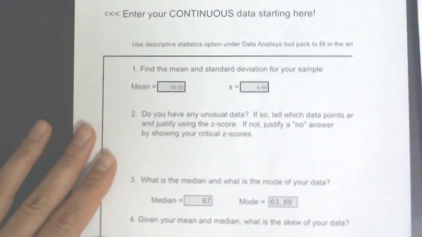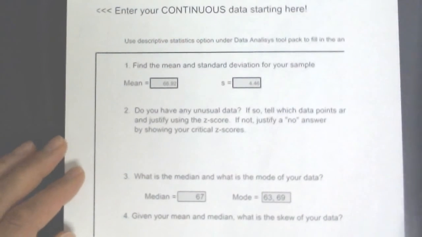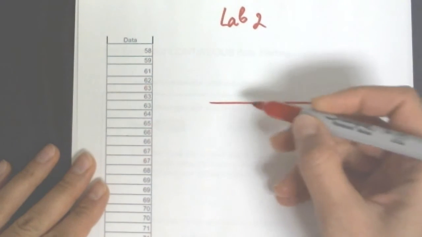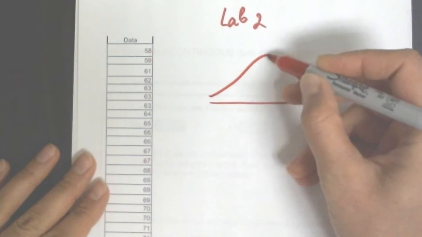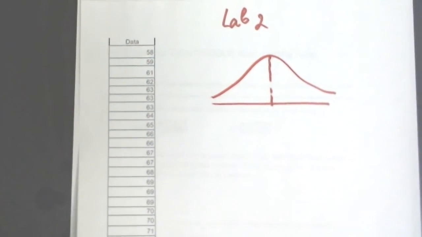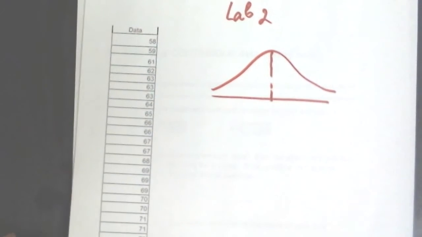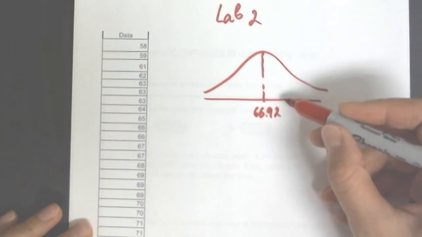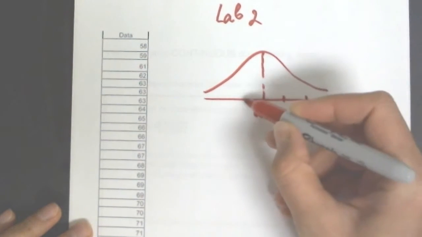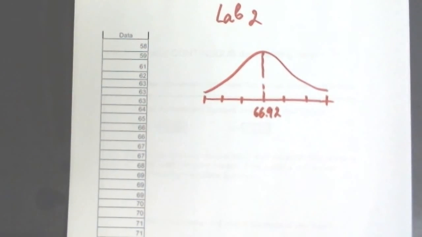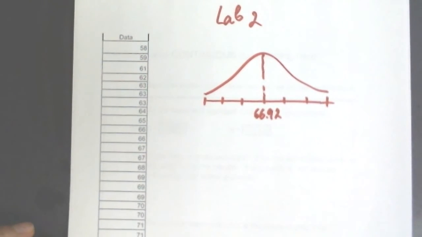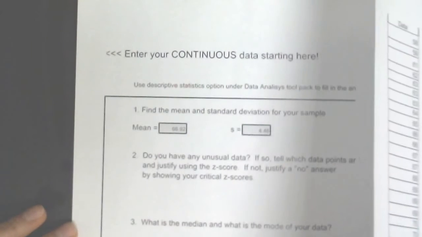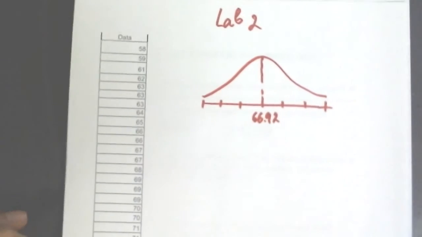To answer my question number 2, what I'm going to do first is take a look at the empirical rule. I know by looking at the empirical rule that if something is bell-shaped, then the mean would be perfectly in the middle, and in my case, the mean is 66.92. And then with the standard deviation, we're going to go out 3 standard deviations, and that's going to cover about 99.7% of the data, or almost the entire data set. So my standard deviation is 4.46.